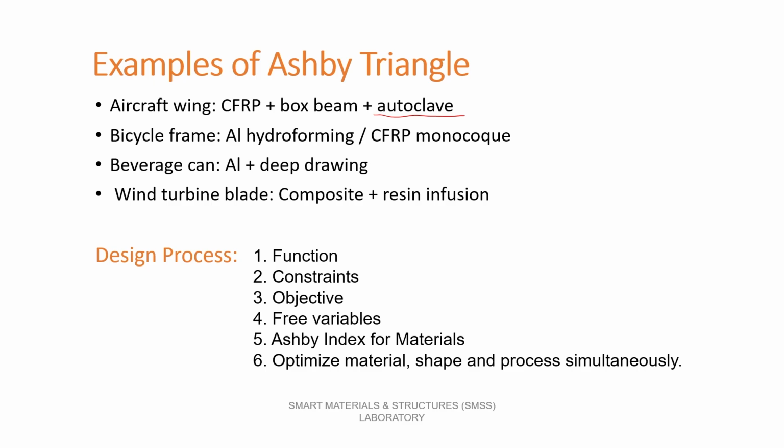Let us say a bicycle frame. Let us say you are going to go for aluminum. Then hydroforming becomes important, and the geometry is of course a shaft, and that would be a hollow shaft. Then the beverage can, if it is aluminum alloy, usually the manufacturing process will be deep drawing. A wind turbine blade may be composite plus resin infusion.